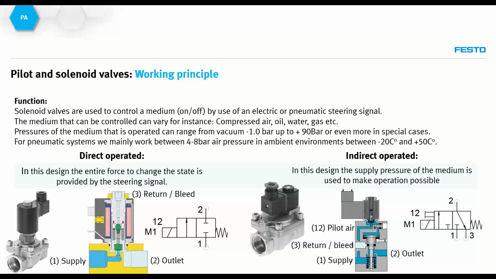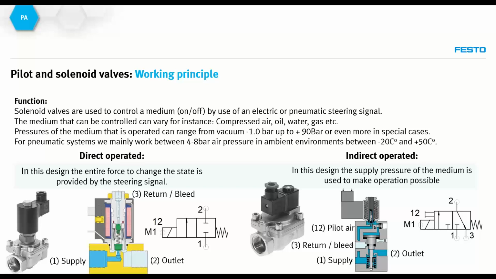In this design, the supply pressure of the medium is used to help make the operation suitable. And what does this mean? As you can already see between the two pictures on the left and the right, there's a big difference in the size of the solenoid coil. This means that in the indirect operated design, we use a much smaller coil, which also means we are generating less electric force. But at the end of the day, the same pressure needs to be activated between the two valves.